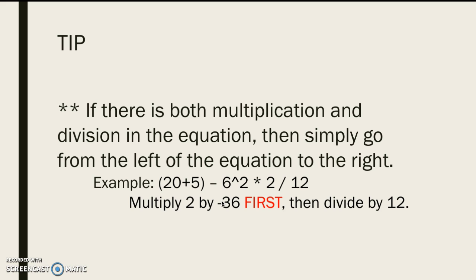Just as a quick tip when dealing with the order of operations and multiplication and division, if there is both, even though there isn't in this specific example, then you're simply going to go from the left of the equation to the right. So with this equation right here, since there is multiplication right here and division right here, we're going to multiply negative 36 first by 2. And then we're going to divide by 12 because we're going from the left to the right.